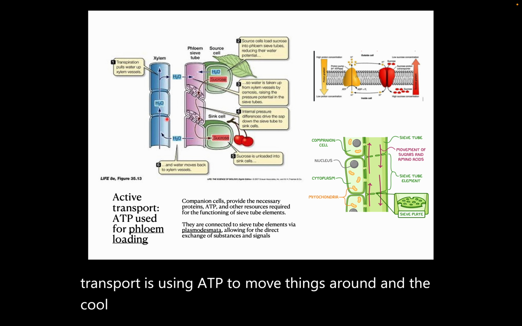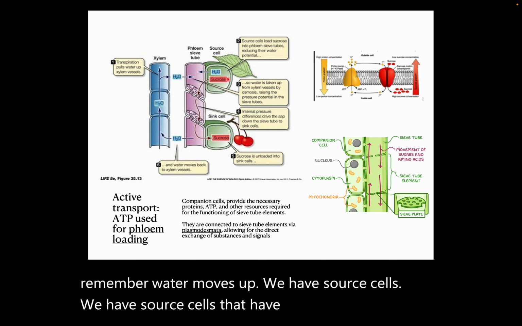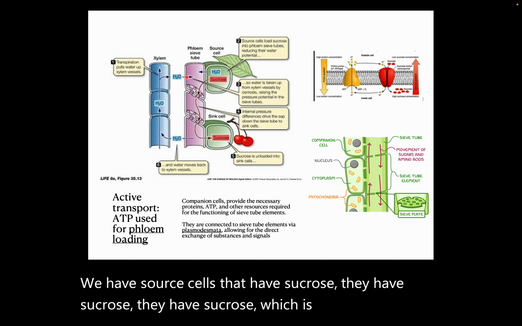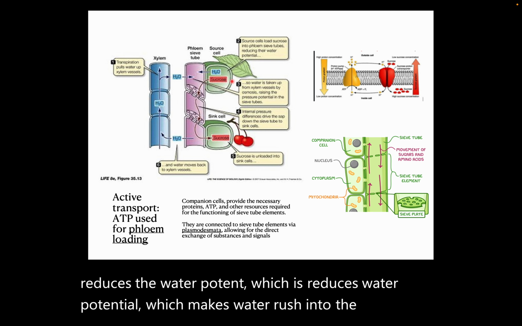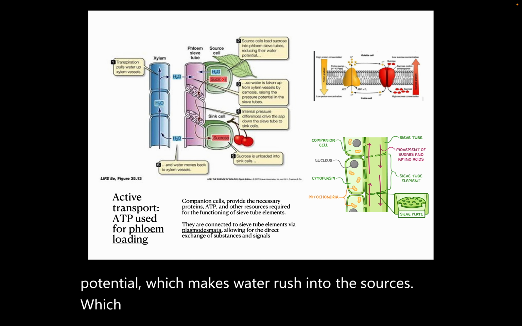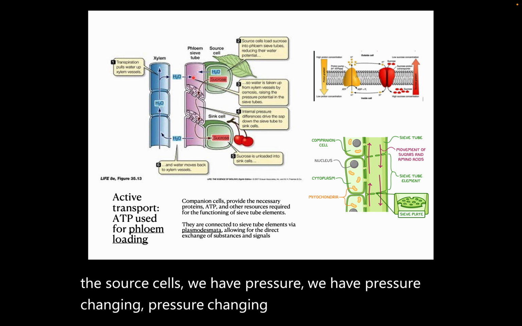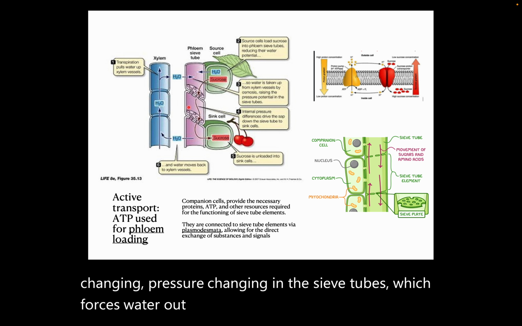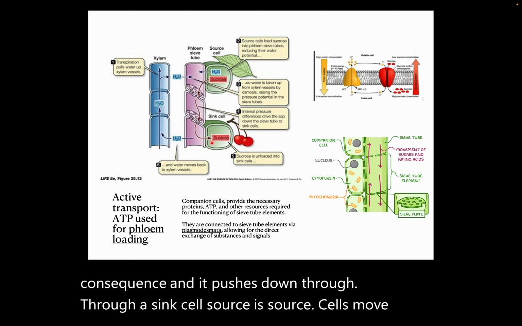And the cool thing is, as water moves up, remember, water moves up, we have source cells that have sucrose. Sucrose reduces the water potential, which makes water rush into the sources. Notice when water gets pushed into the source cells, we have pressure changing in the sieve tubes, which forces water out and forces sucrose out in consequence, and it pushes down through a sink cell. Source cells move into sink cells.